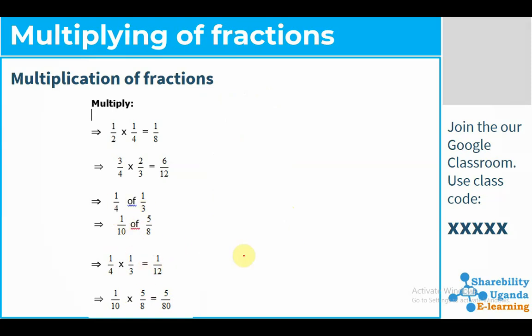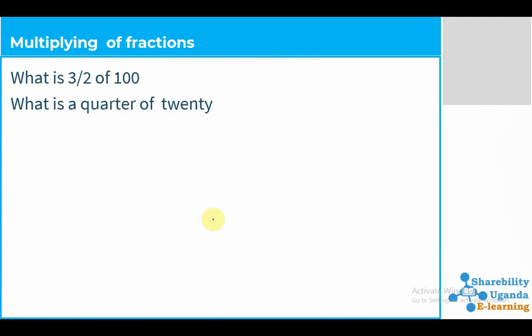Right, let's proceed down to another example. Here they are saying, what is 3 out of 2 of 100? We have two numbers here. What is 3 out of 2 of 100? What is a quarter of 20? Let's start with the first one, which is 3 out of 2 of 100.